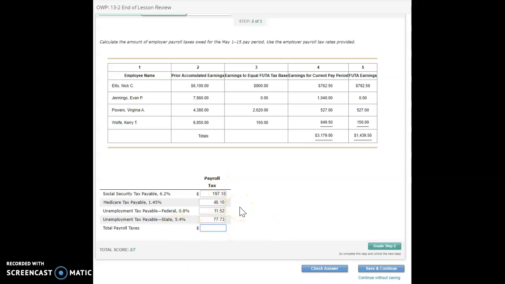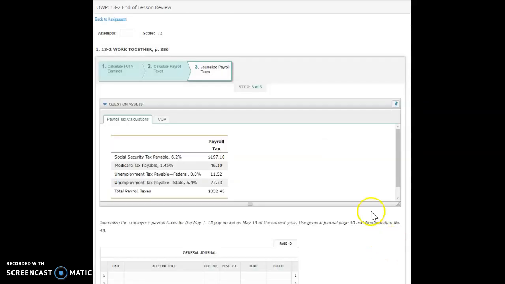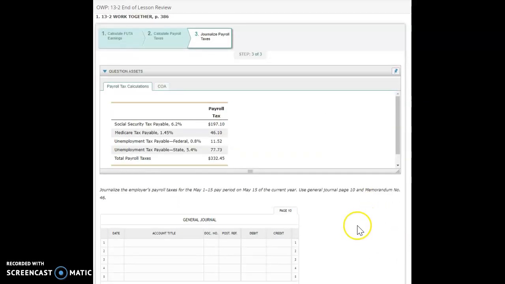So I'm going to add these together. And I'm going to get 332.45. I'm just going to add them together one more time to double check. Okay, we're going to grade step 2 and move on to step 3, journalizing the payroll taxes.